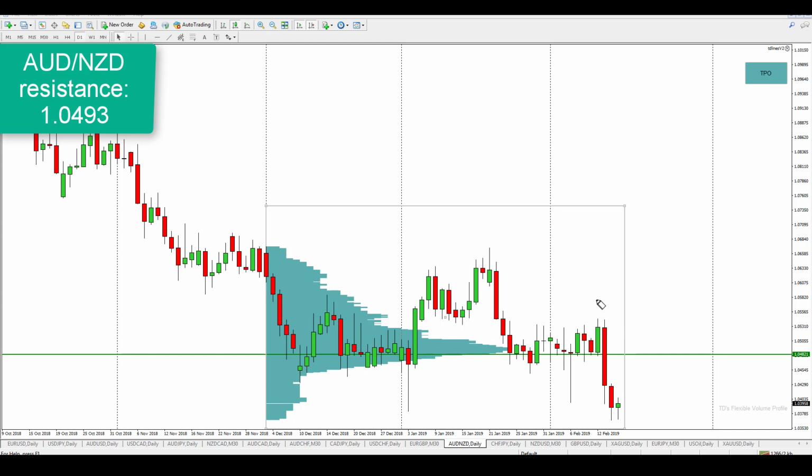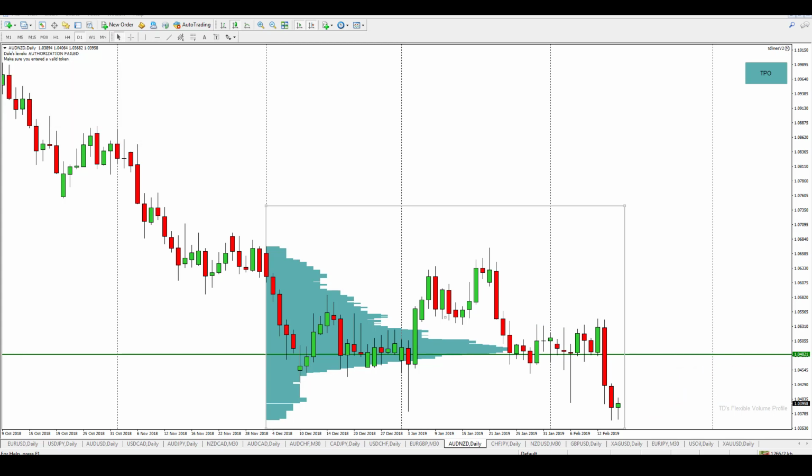So when the price makes it back to this level again, I think that those sellers who are accumulating their selling positions in this area will be defending their selling positions, and they'll try and push the price downwards from this place again. So that's it for the video, guys.